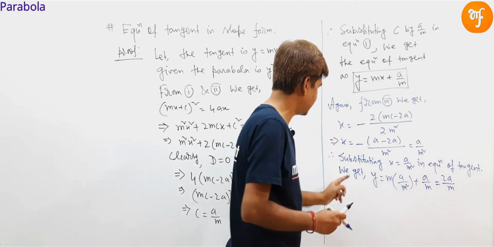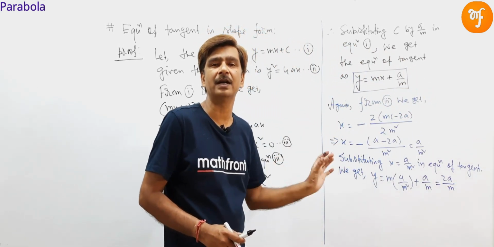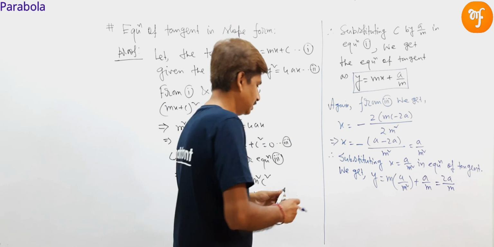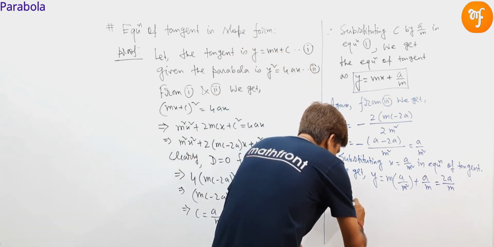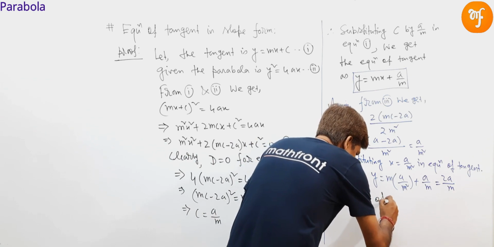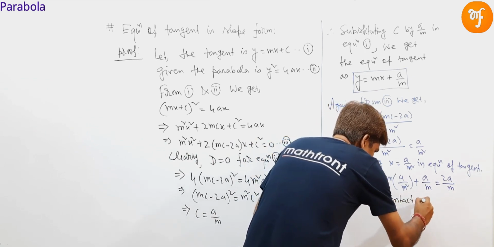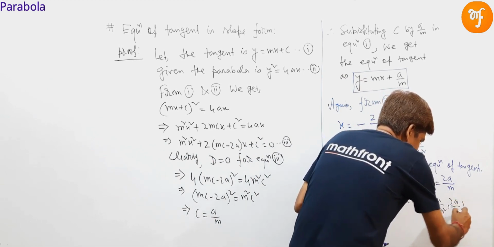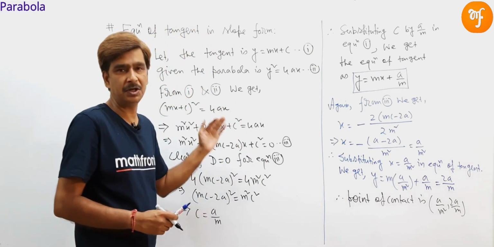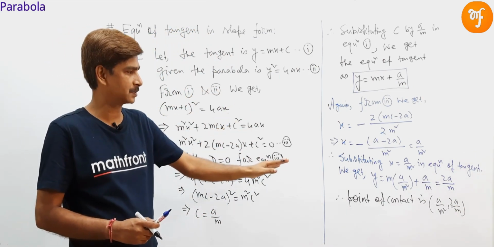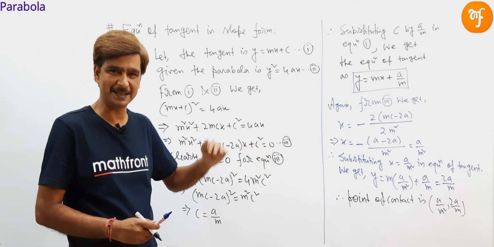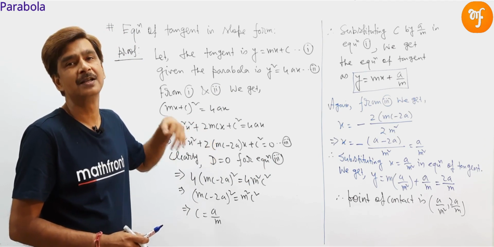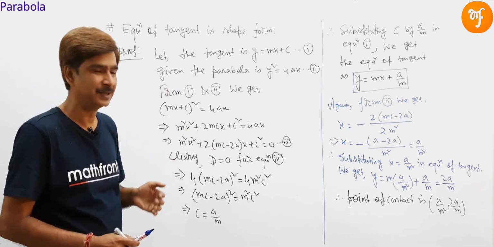So these x and y are nothing but the x and y coordinates of the point of contact. Is it? So the point of contact we can write, therefore point of contact is a by m square comma 2a by m. Understand? So in this way we can find the equation of tangent in slope form and its point of contact in terms of m. It is clear? Okay. Now we are coming to the equation of tangent in point of contact form. Okay. So let's have a look.